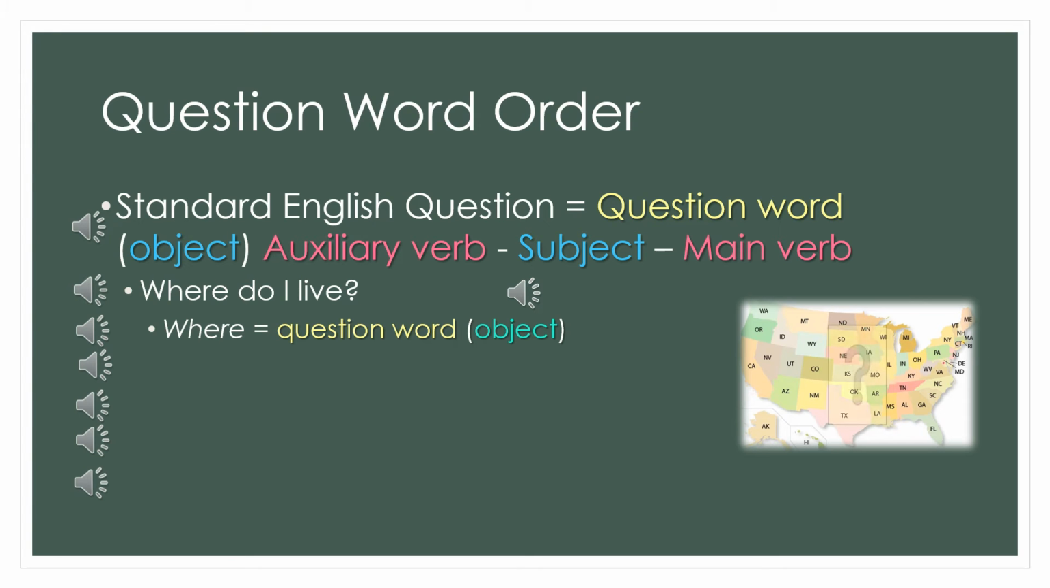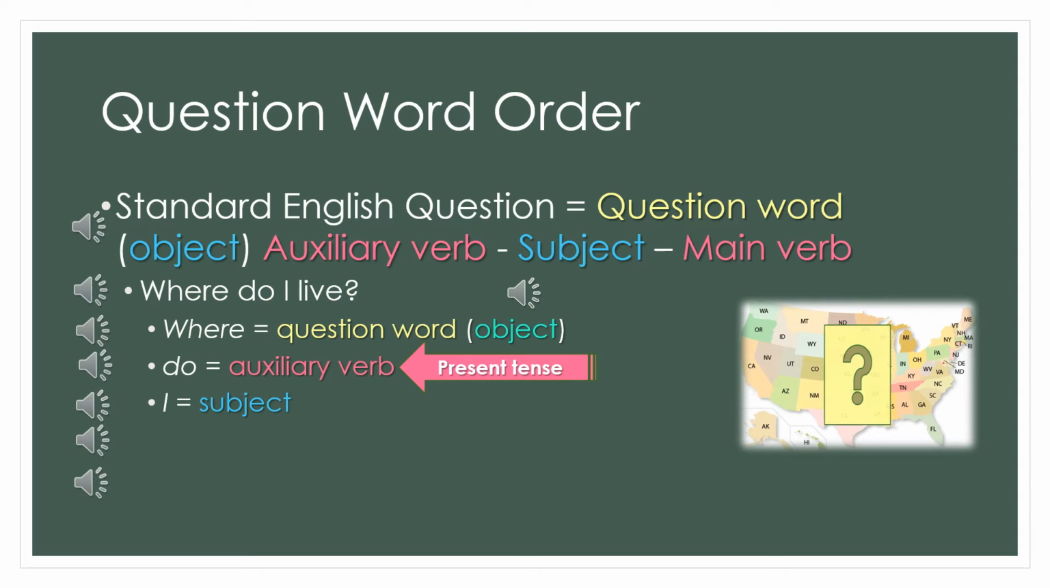Where is a question word. Do is an auxiliary verb. Please notice that the word do is in the present tense. I is the subject. Live is the main verb. So the question is, where do I live?